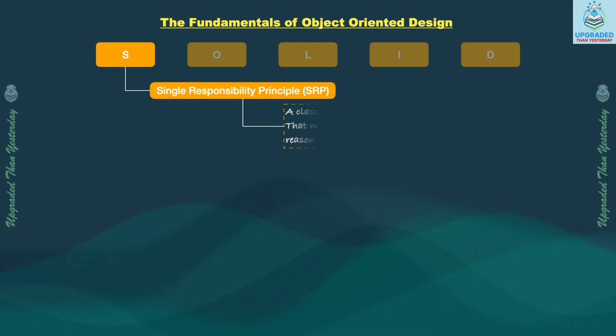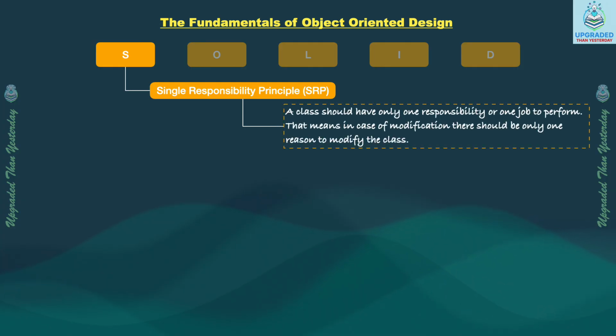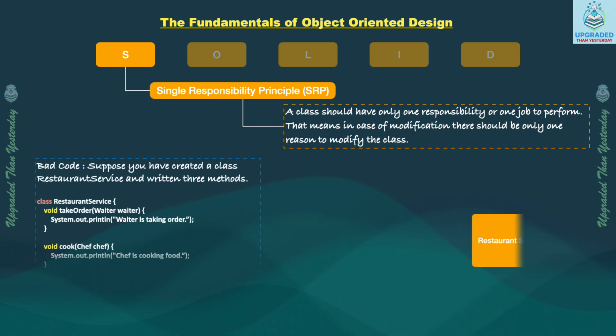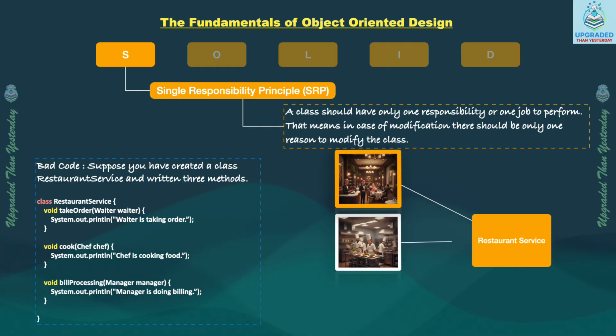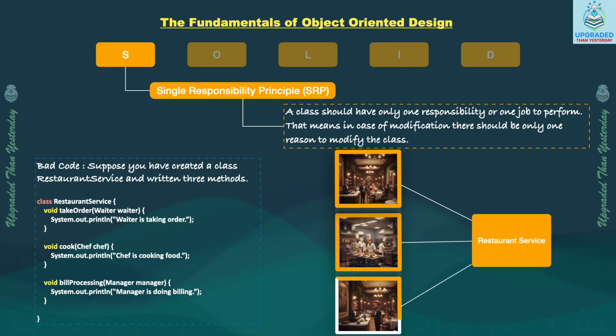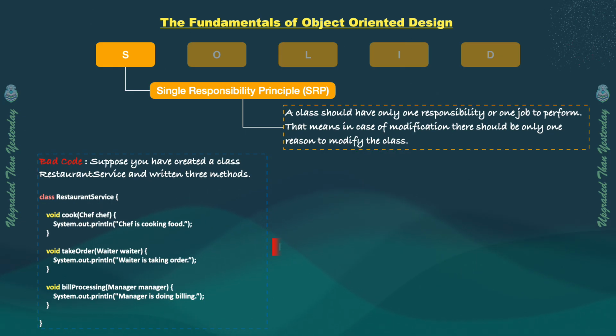This principle says that a class should have only one responsibility or only one job to perform. That means in case of any modification, there should be only one reason to modify it. Let's understand the Single Responsibility Principle with a simple class. Suppose RestaurantService has three methods like takeOrder, cook, and billProcessing. But I have marked it as bad code. Can you tell me what is the problem with the written code?